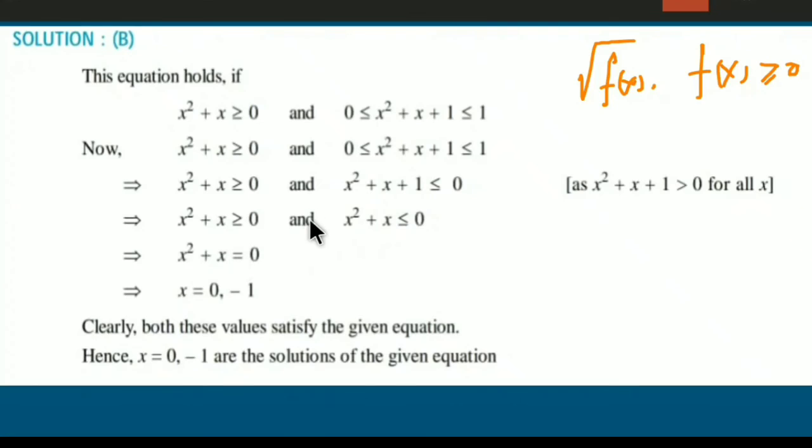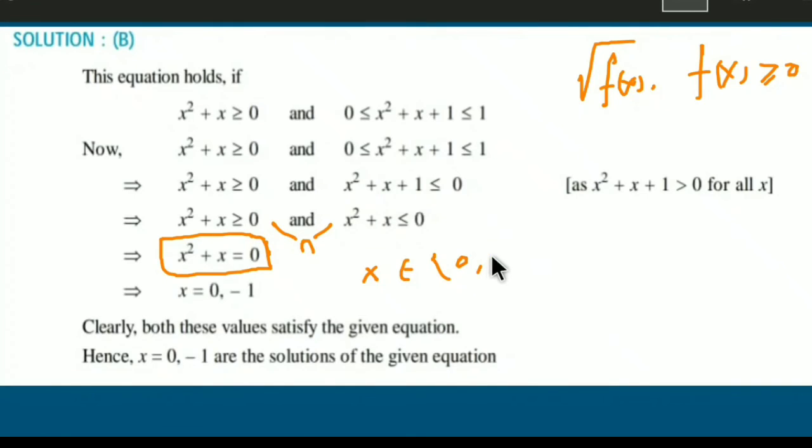We have to take the intersection. In the intersection, the only common condition is x square plus x equal to 0. So x belongs to 0 and minus 1. That is the only solution. These are the only two solutions, and hence that is the result. So that is your final answer.